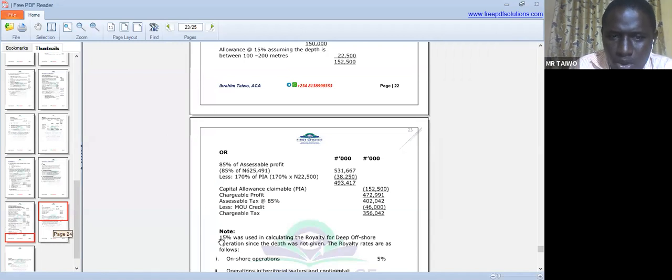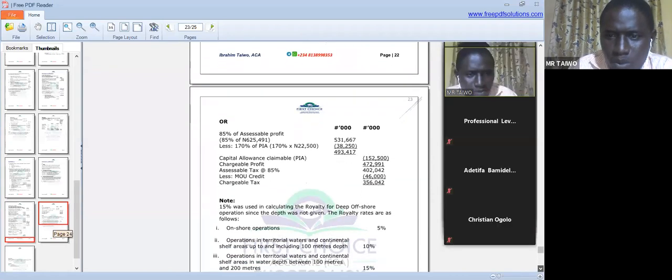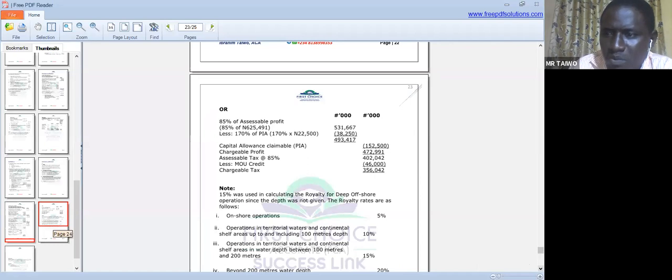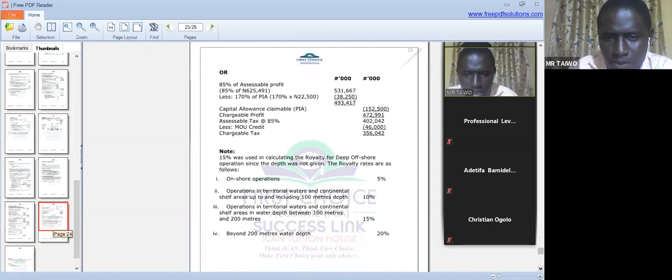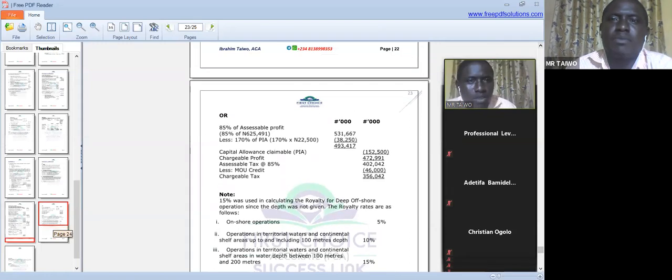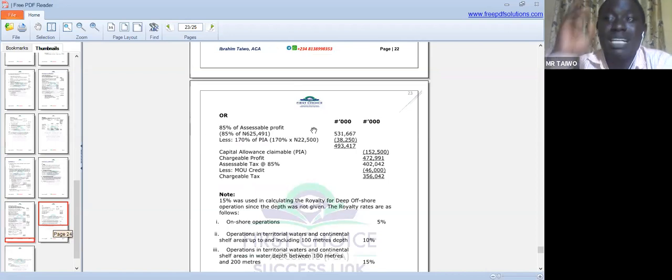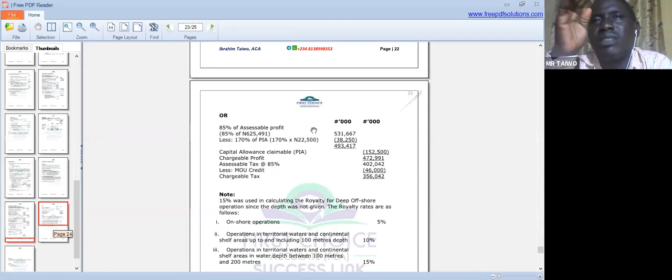You can see the note: 50% was used in calculating the royalty for deep offshore operations since the depth was not given. So the depth was not given, and the royalty rates are as follows. You know, the normal royalty rates were 5, 10, 15, and 20%. That is the way you compute it. These are the two ways, though there are three ways. The third way is when you compute the notional profit, technical something as well.